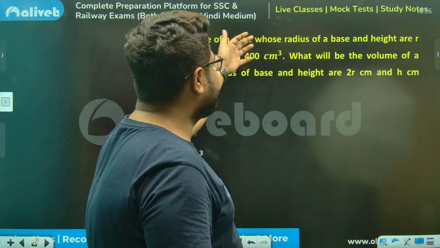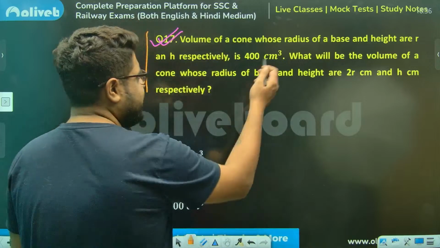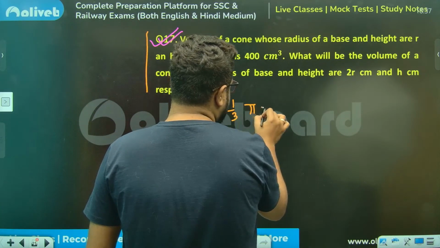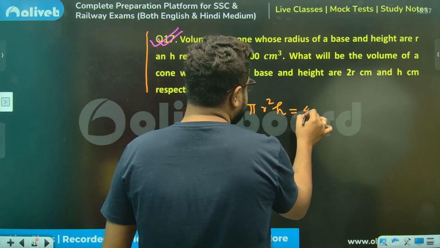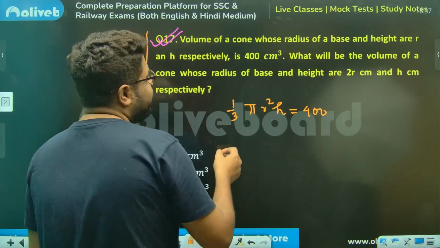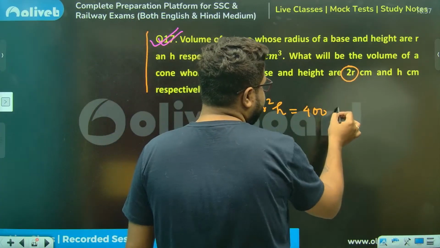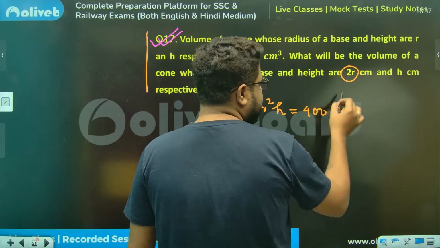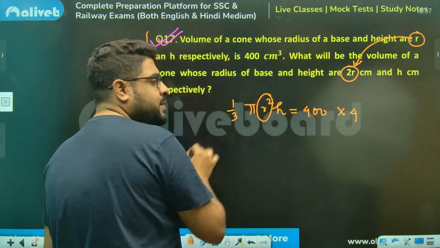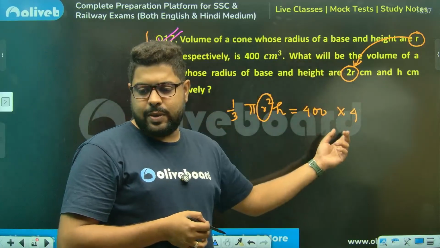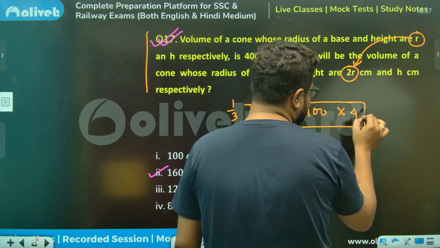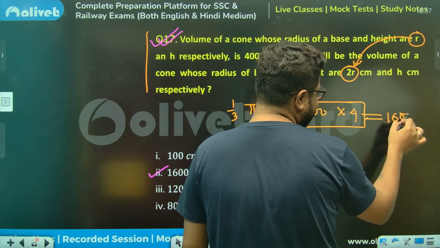Volume of a cone whose radius of the base and height are r and h is this. So the cone is 1/3 pi r square h. This is 400, given. What will be the volume whose radius is 2r? It will become 4 times. If you see, the radius becomes 2r, so this is r square, that means 2r square, so it will become 4 times. Sorry, I should have given only 10 seconds to you guys.